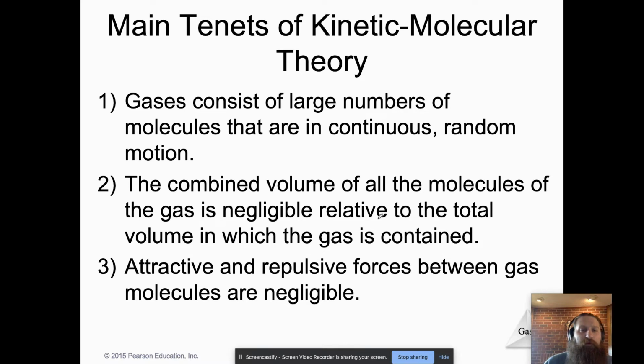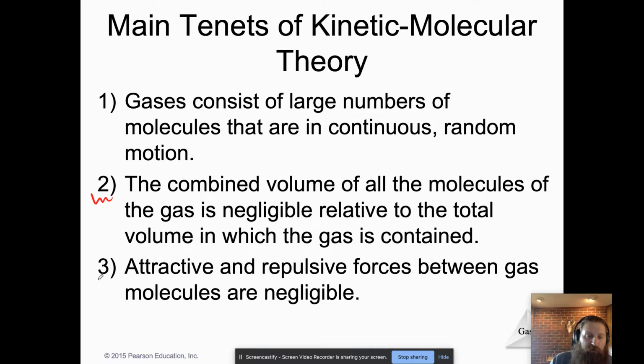Now, in KMT, we have like 3 or 4 major tenets, or 5 major tenets. Number one, gases are huge numbers of molecules, and they're all moving at random. So they're bouncing off each other, bouncing off the walls of their container. They're trying to expand. All of the volume of the molecules of the gas we treat as if it's 0. All right. Now, this little tenet right here is really important, because it's going to change the way that real gases behave, because ideal gases have 0 volume. Well, they really have volume in real life, so there's no such thing as an ideal gas. That's what that means.